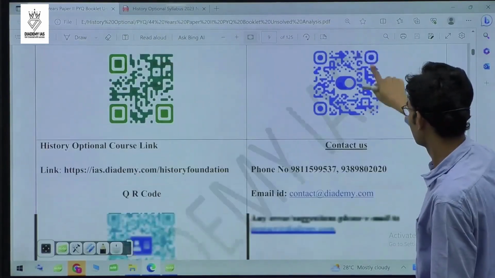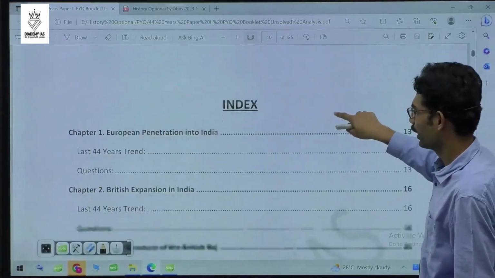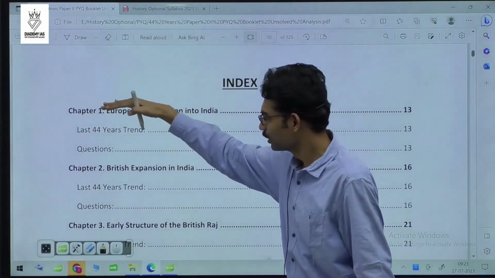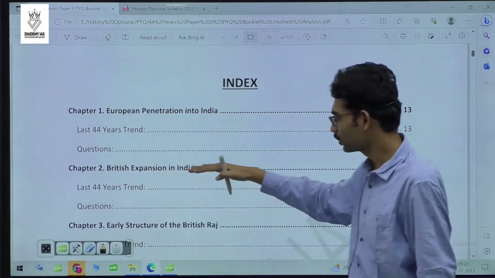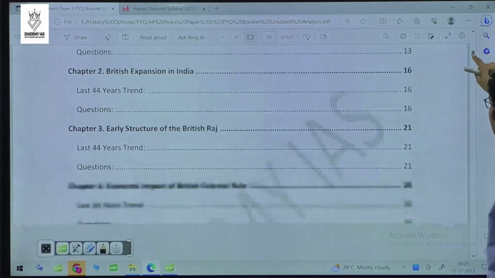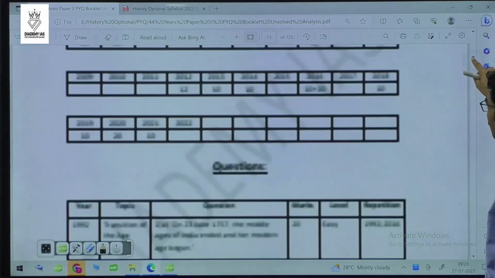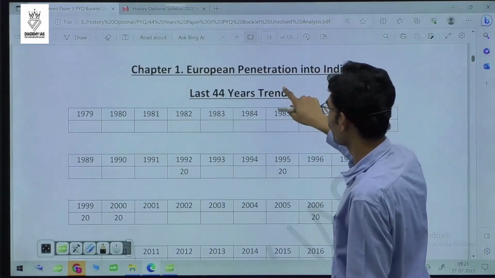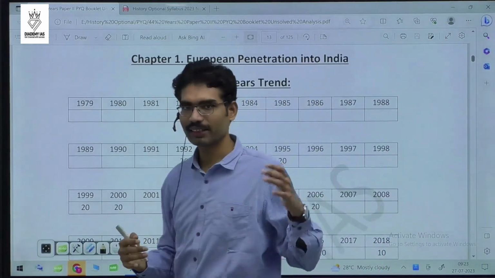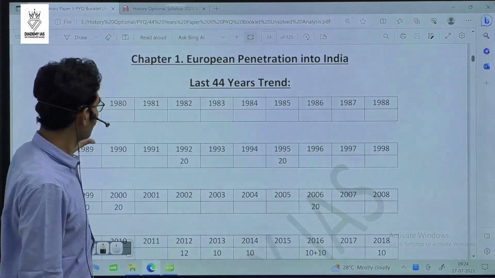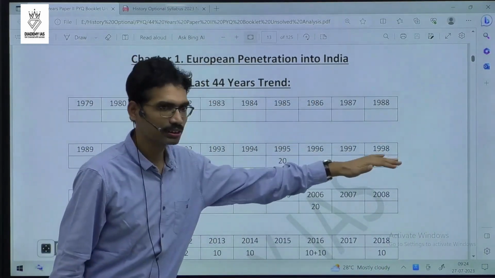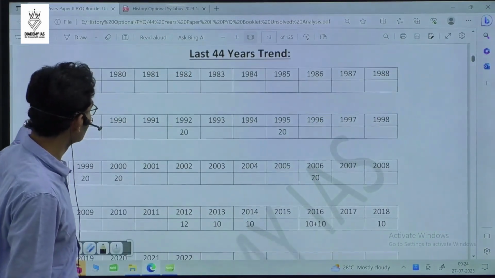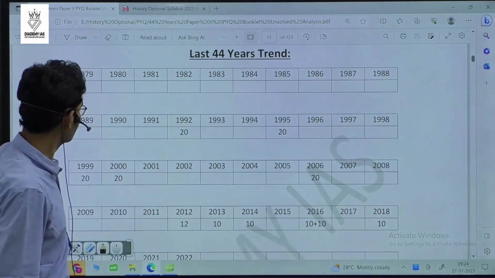Now you can see this, the first unit. Here the index, unit 1, all the questions, chapter 2, all the questions, chapter 3, all the questions. Now if we go to chapter 1, just by glancing at this, in these many years, how questions are coming, how the trend, since last 44 years, since 1979.